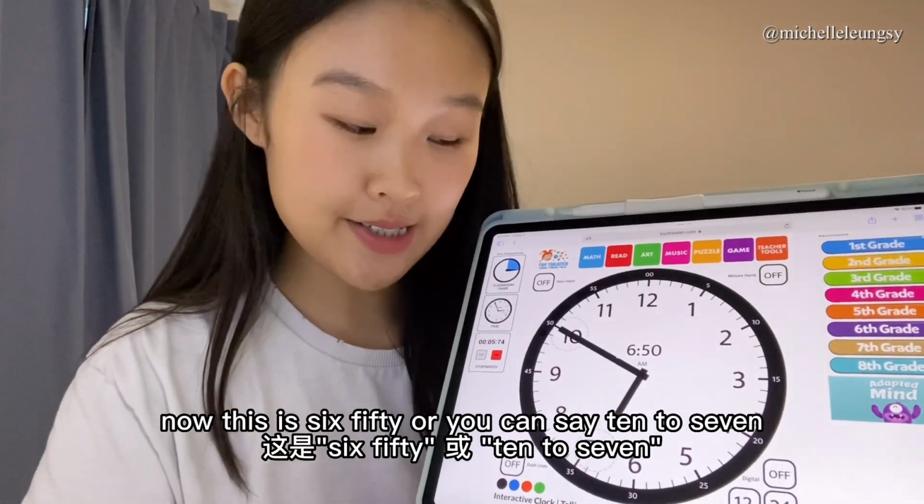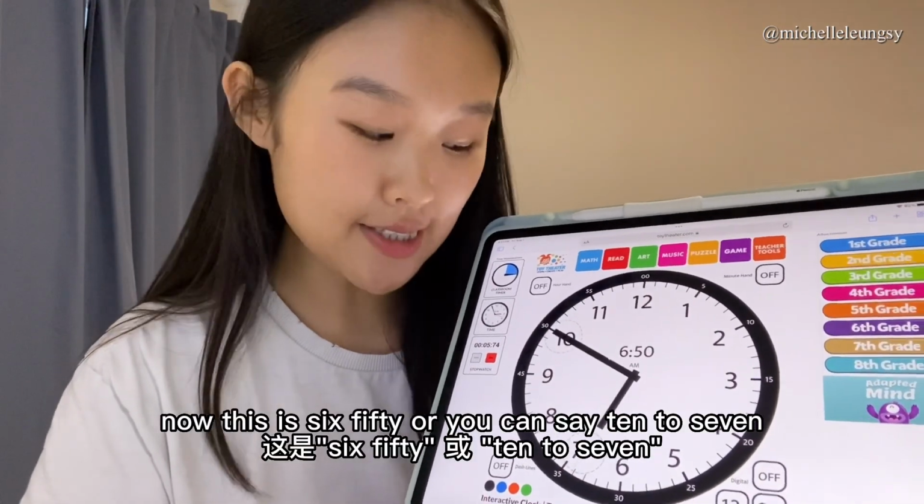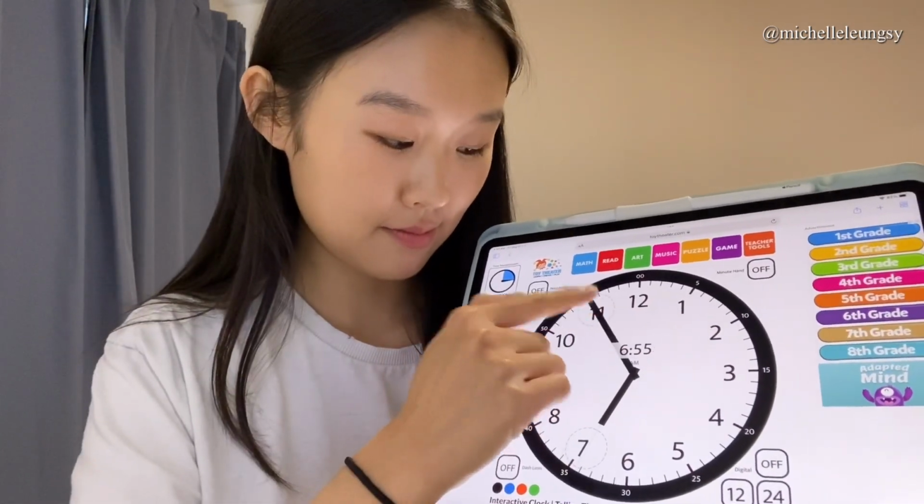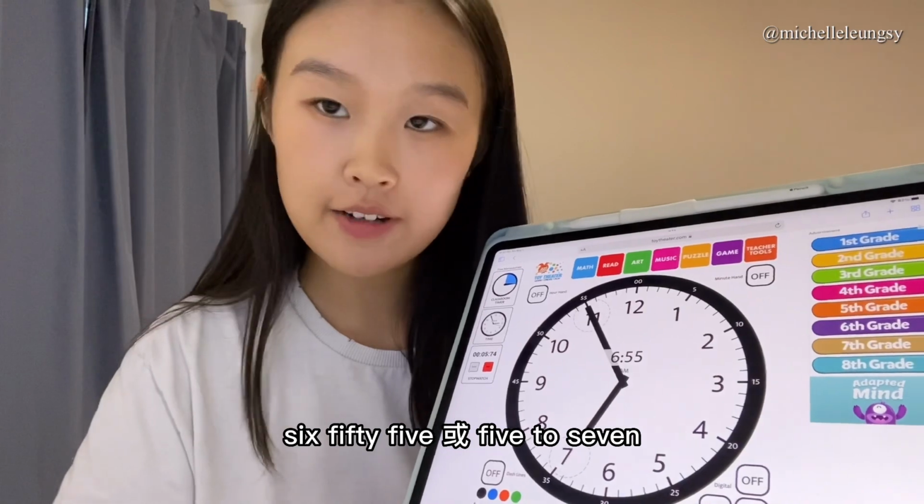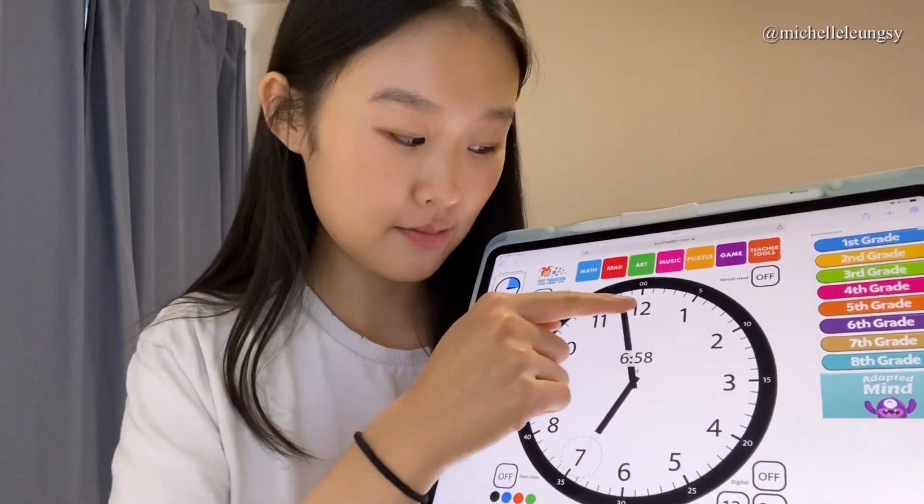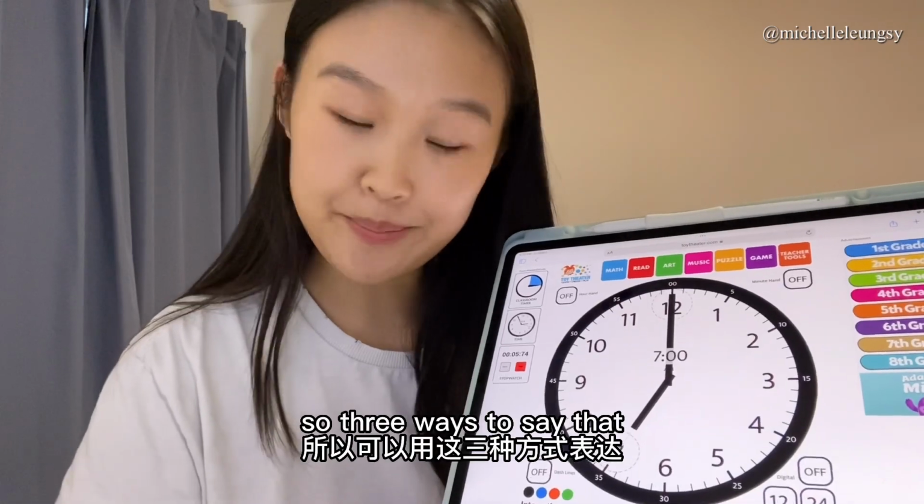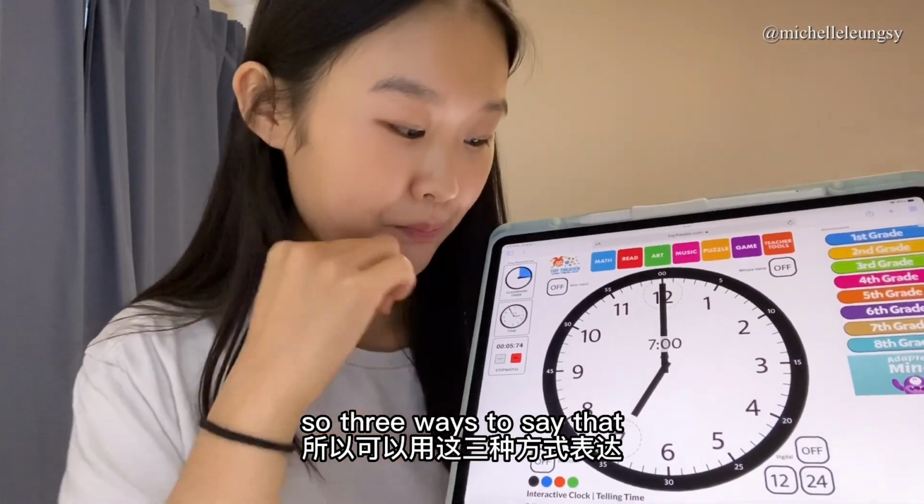Now this is 6:50, or you can say 10 to 7. 6:55, 5 to 7. And then 7 o'clock or 7 a.m. So three ways to say that.